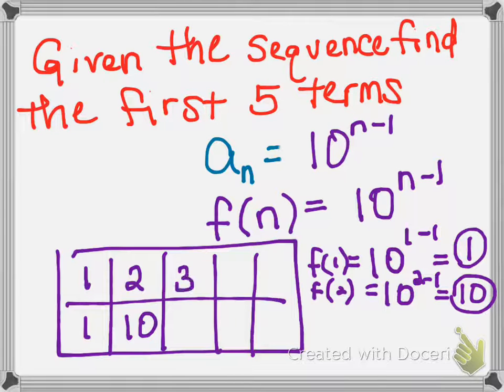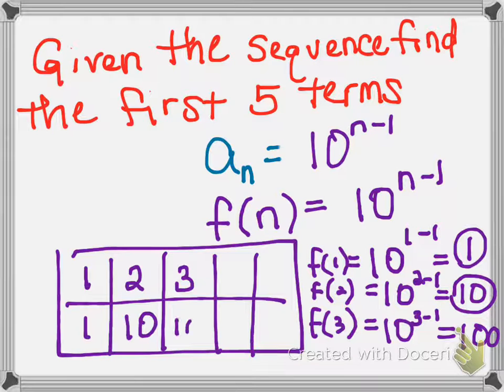What if I plug in 3? All right, I've got f of 3, or I could say it's a sub 3. It's going to be 10 to the power of 3 minus 1. So that's 10 squared, so that's just 100.